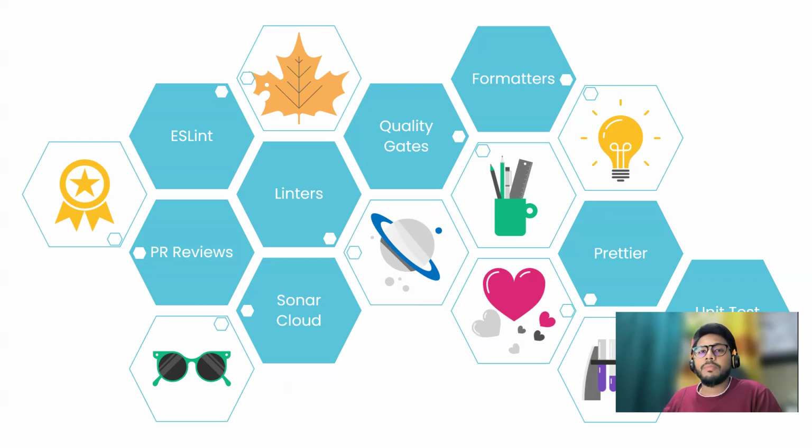Okay, to support them, we have linters, we have formatters, we have quality gates to help them and to reduce this kind of burden over them when they are doing this important activity. So these tools actually reduce the amount of effort they have to give while reviewing PRs. Okay, so these are the tools that we have.